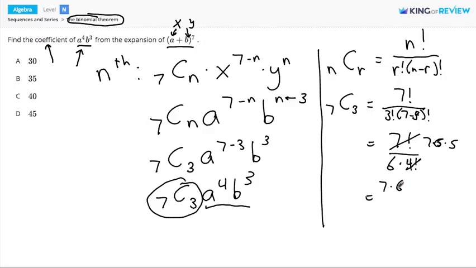So we get 7 times 6 times 5 divided by 6. The 6's cancel out, and we get 7 times 5, which is 35. So our coefficient is 35.